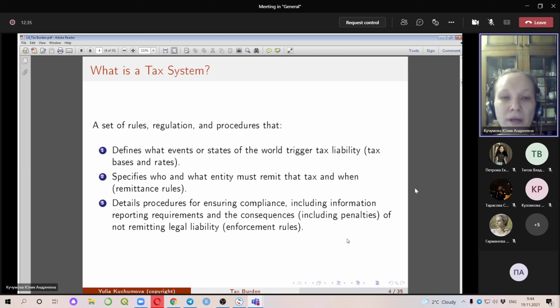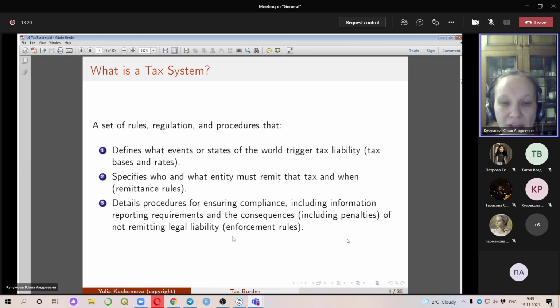But I mentioned this word tax system. So what is a tax system? Let us define it more precisely, because it's not just the tax rate, it's more. It's a set of rules, regulations, and procedures that first defines what events or states of the world trigger tax liabilities. This basically means tax bases and tax rates. But we also need to specify who, which entity, must remit that tax and when. This is called remittance rules, right?